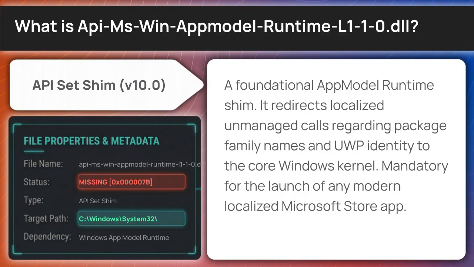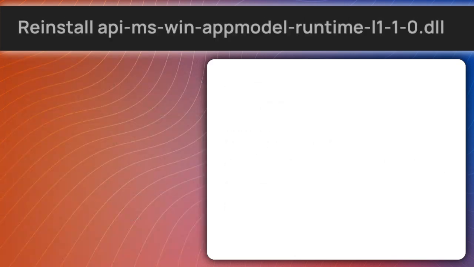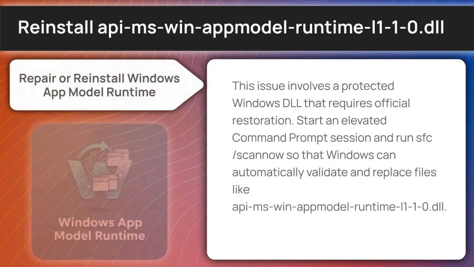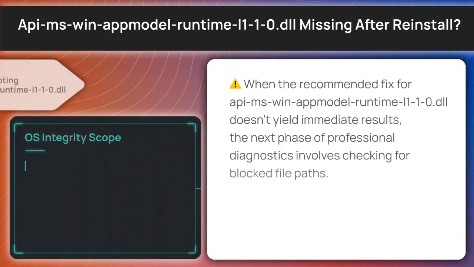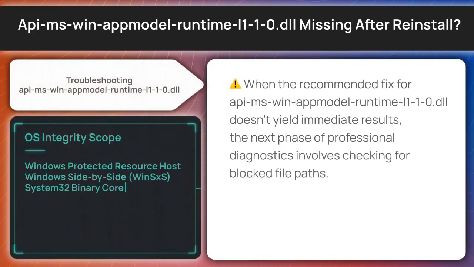Now that you have the context, let's move into the repair process with a fresh installation. This issue involves a protected Windows DLL that requires official restoration. Start an elevated command prompt session and run sfc /scannow so that Windows can automatically validate and replace files like Win App Model Runtime. When a standard reinstall doesn't cut it, we move to advanced diagnostic steps to ensure the system is properly configured.